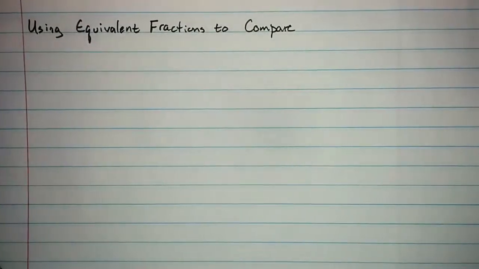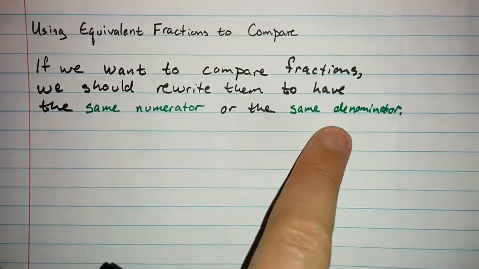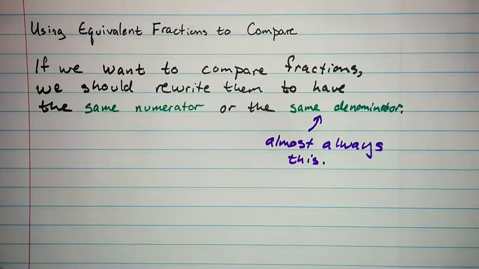Previously we saw that we can easily compare fractions when they have the same numerator or when they have the same denominator. Therefore, if we want to compare fractions, we should rewrite them to either have the same numerator or to have the same denominator. Now, it sounds like this is a choice I'm giving you. Unless we have a really compelling reason to do otherwise, we're going to rewrite them to have the same denominator. All right, so how are we going to work this?